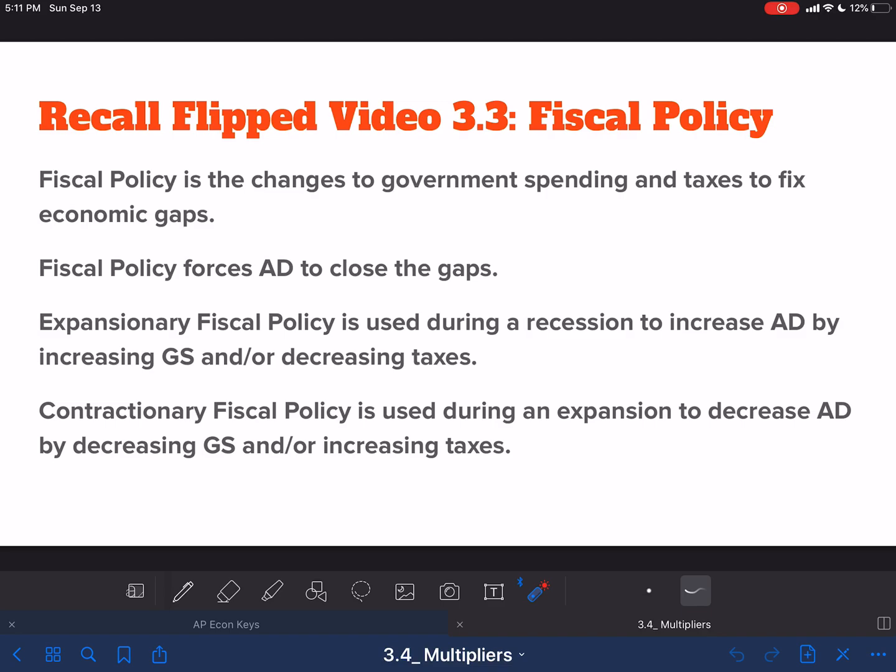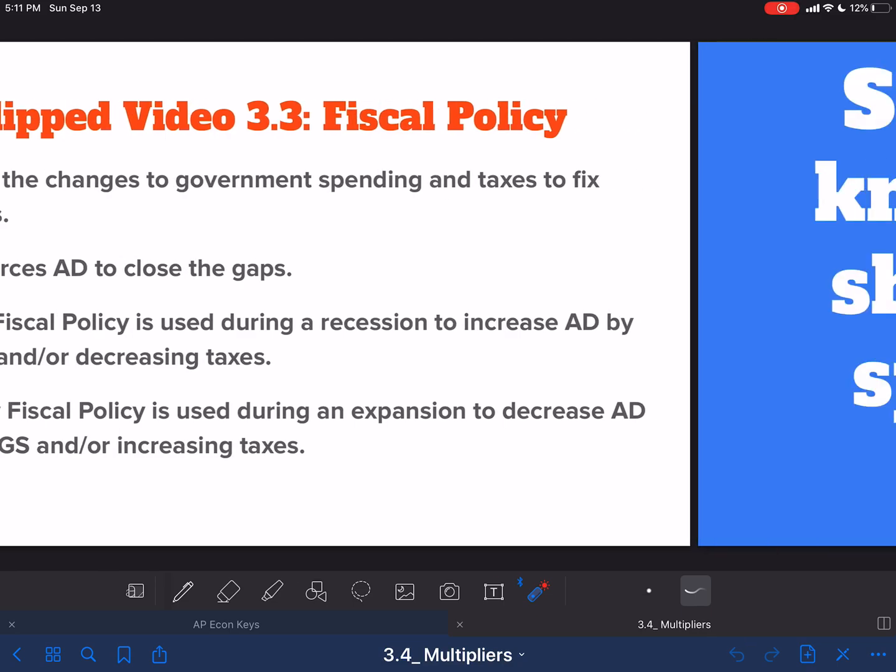Expansionary fiscal policy is used during a recession to increase aggregate demand by increasing government spending and/or decreasing taxes. And then contractionary fiscal policy is the opposite. So we're going to use contractionary fiscal policy during an expansion to decrease aggregate demand by decreasing government spending and/or increasing taxes. So that was flip video 3.3.